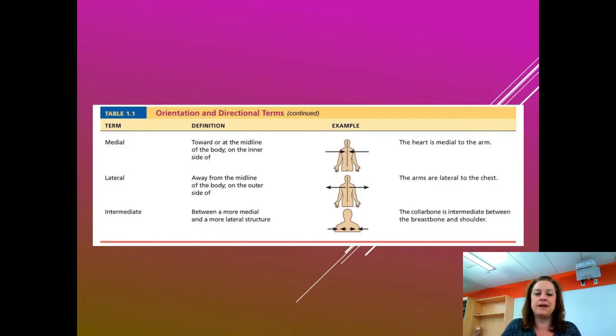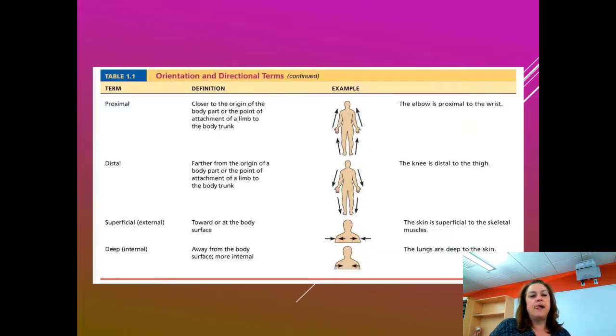Intermediate is a weird one because it sort of means not medial or lateral. We don't use it very often, because it's a little bit strange to say where something is intermediate, but it's a term. Then we have these ones, proximal and distal. These ones are kind of a challenge. We would only refer to proximal and distal when we're referring to an arm or a leg, an attachment of a limb.